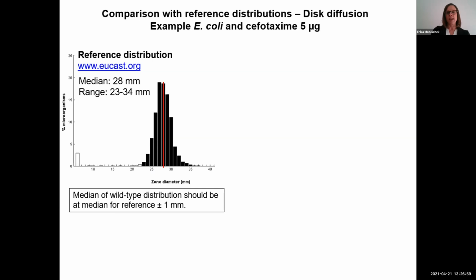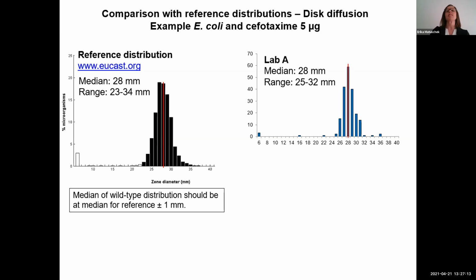And of course, you can do the same with disc diffusion. This is an example with E. coli and cefotaxime 5 microgram disc. First, the reference distribution, where we have a median at 28 millimeters. If we look at data from another lab, which we can call lab A, they also have a median at 28 millimeters. Their distribution is a little bit tighter, which is to be expected since this is only one lab, and the reference distribution contains data from many labs and with different manufacturers of agar and discs.